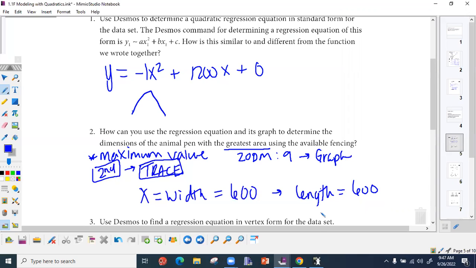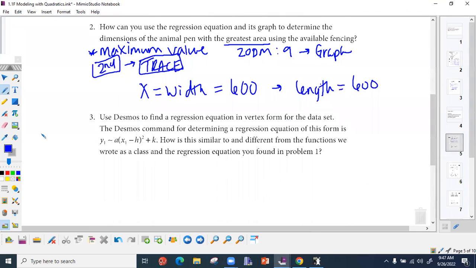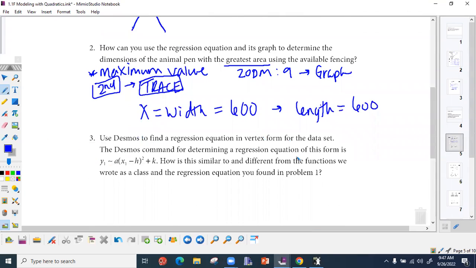All right. Then the last thing we're going to talk about is putting it into vertex form. So we talked about 3 forms of our quadratic, right?